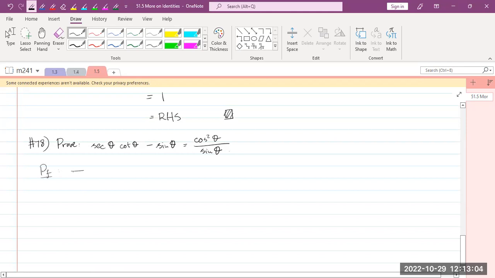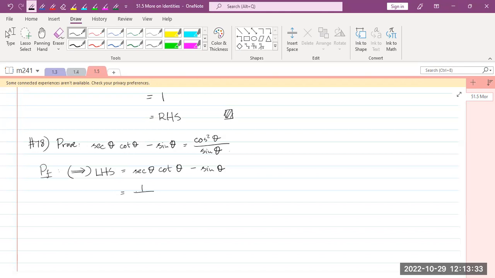I will prove from left to right. Copy the left-hand side first. No modification, don't modify anything. Just write it as is. So that's where we start. And then again, we change that into sine, cosine. If there's no direct simplification we can do fast, then you change it into sine, cosine.